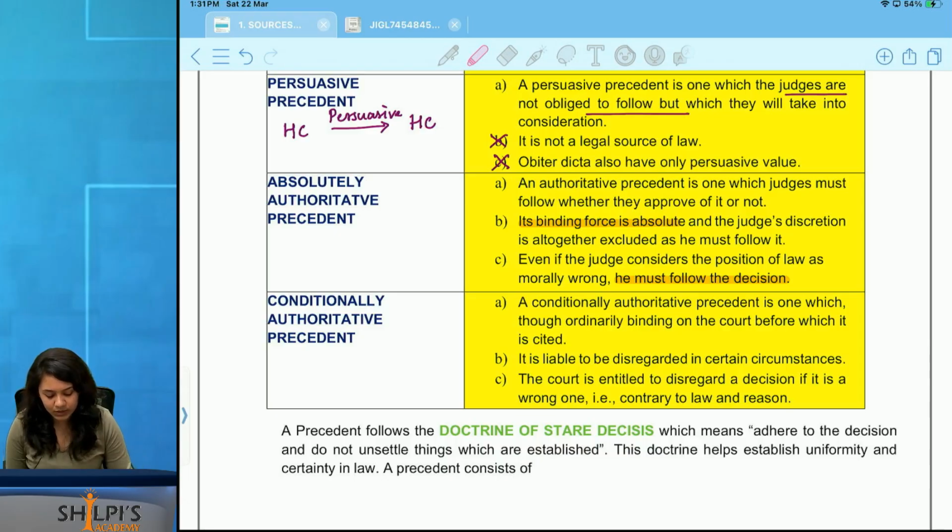The last one that we can see is a conditionally authoritative precedent. Unlike the absolutely authoritative precedent, a conditionally authoritative precedent can be disregarded in certain circumstances. Okay? Ideally, this should have been absolutely authoritative, but if the court has disregarded a decision contrary to law or reason, then we can say that that decision need not be followed. And this is a very rare case scenario when a precedent has not been followed by a court of law, or it is disregarded in certain circumstances. So I can say that conditionally authoritative precedent is the exception to the rule of absolutely authoritative precedent.